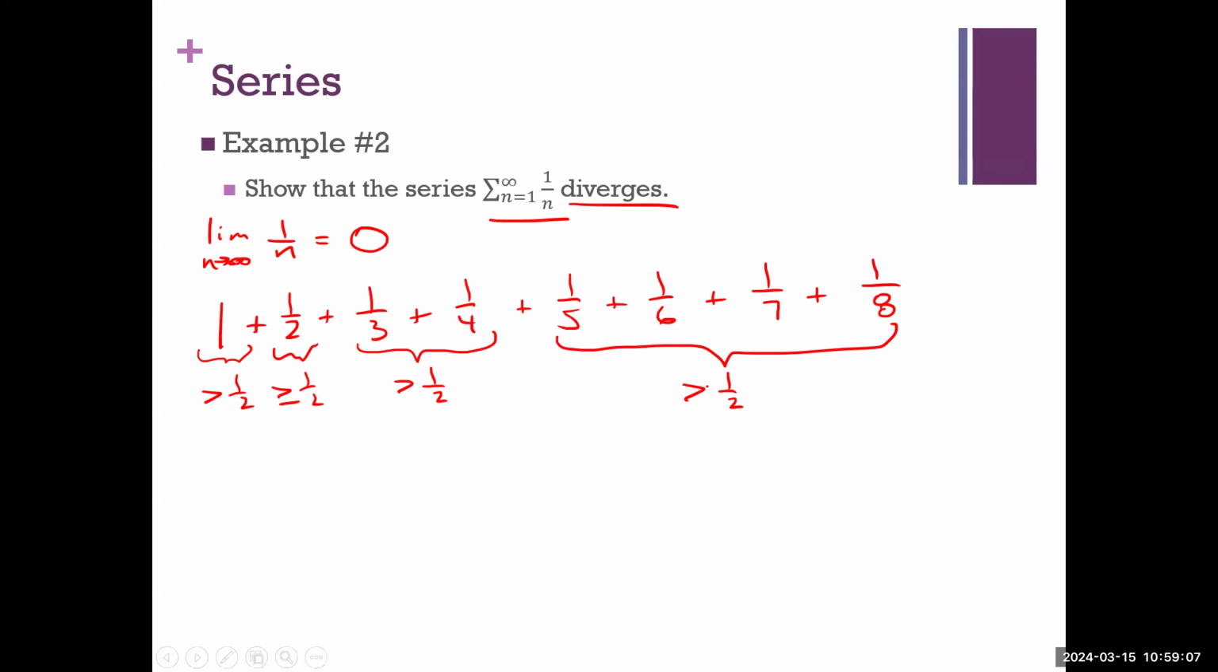So the logic is this: no matter how small these terms get, I can always group a bunch of them together and make my sum significantly larger. Because of that, this thing does not converge. This is kind of a strange series, but it's common enough that it has its own name, the harmonic series.